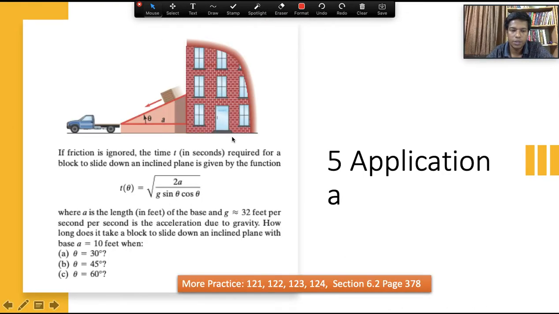All right. So this is the application problem. We actually solved this kind of maths previously. Like this 10 feet is the value of A. We will have to put the value of 30 degree here and do some calculation. G value is given here, 32 feet per second. So we put here 32 and do the calculation. There are 3 maths here. For 30 degree 1, for 45 degree 1, for 60 degree 1. So we will have to repeat it here.